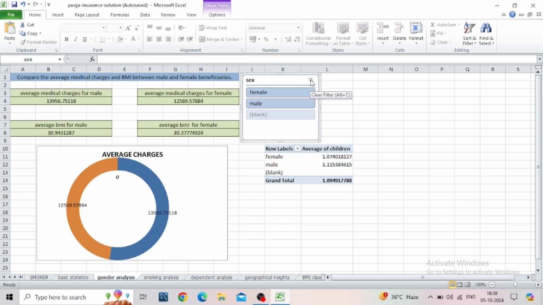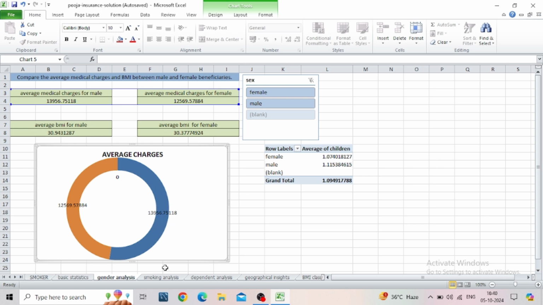Additionally, I created a donut chart here to visually represent the medical charges for male and female. The donut chart shows that there is very little difference between the average medical charges for both genders. This combination of a slicer, pivot table, and donut chart allowed me to explore gender differences in medical costs and BMI in a clear and interactive way.